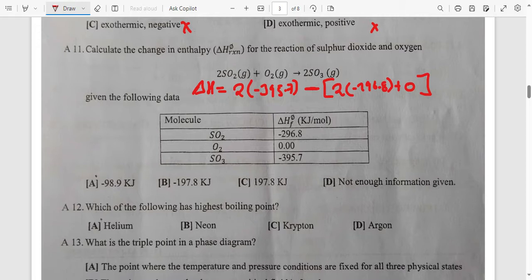2 multiplied by negative 395.7, and then you subtract 2 multiplied by negative 296.8.